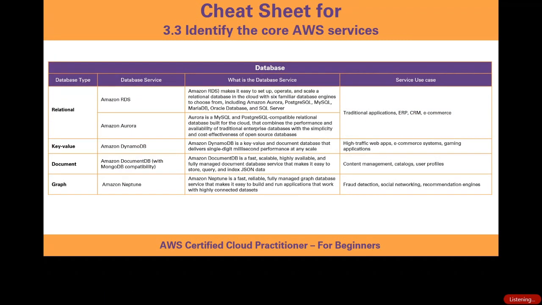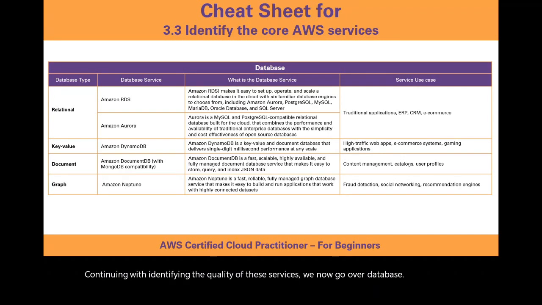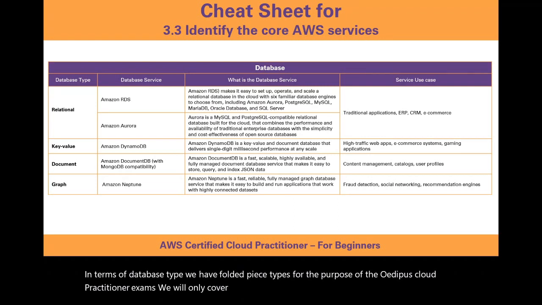Continuing with identifying the core AWS services, we now go over database. In terms of database type, we have 4 database types. For the purpose of the AWS Cloud Practitioner exams, we will only cover these 4 database types: relational database types, key value, document, and graph.